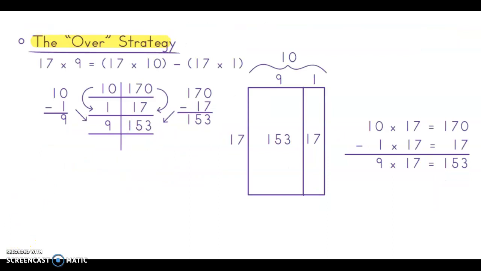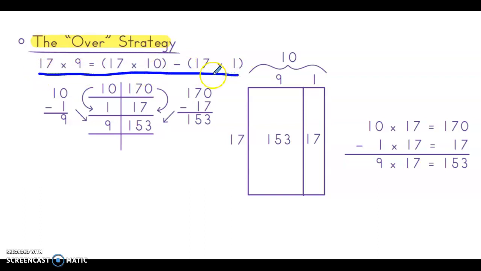Let's move on to another strategy called the over strategy. We just did this in the problem string, but let's use it with our 9s. So if we wanted to solve 17 times 9, we could go over and then take a group away. So we could do 17 times 10, again there's those friendly tens, and then take away one group of 17, or 17 times 1. This is what the equation would look like.